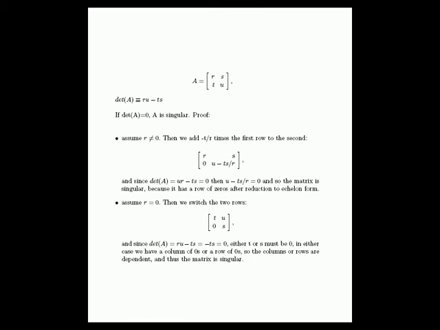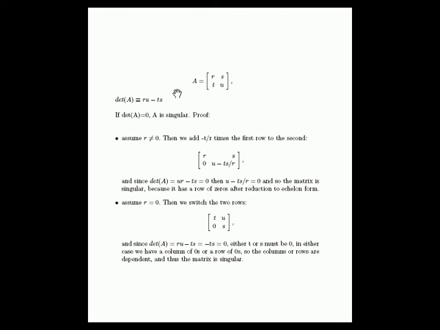In Chapter 4, we're first going to talk about determinants. You already know what the determinant of a 2 by 2 matrix is. It's the product of the diagonal elements minus the product of the off-diagonal elements. For this matrix, that means RU minus TS. And the reason determinants are useful is that if the determinant is 0, A is a singular matrix.